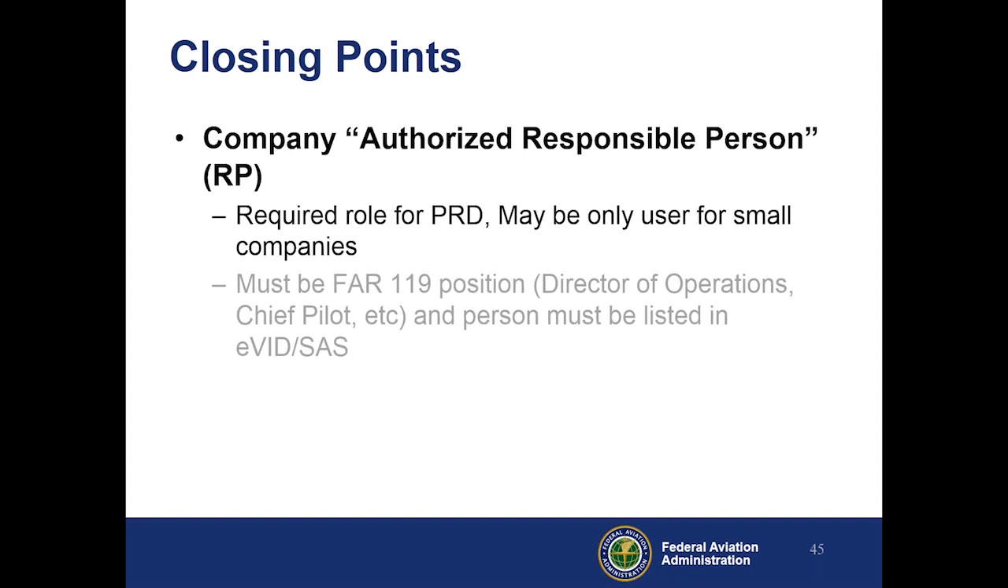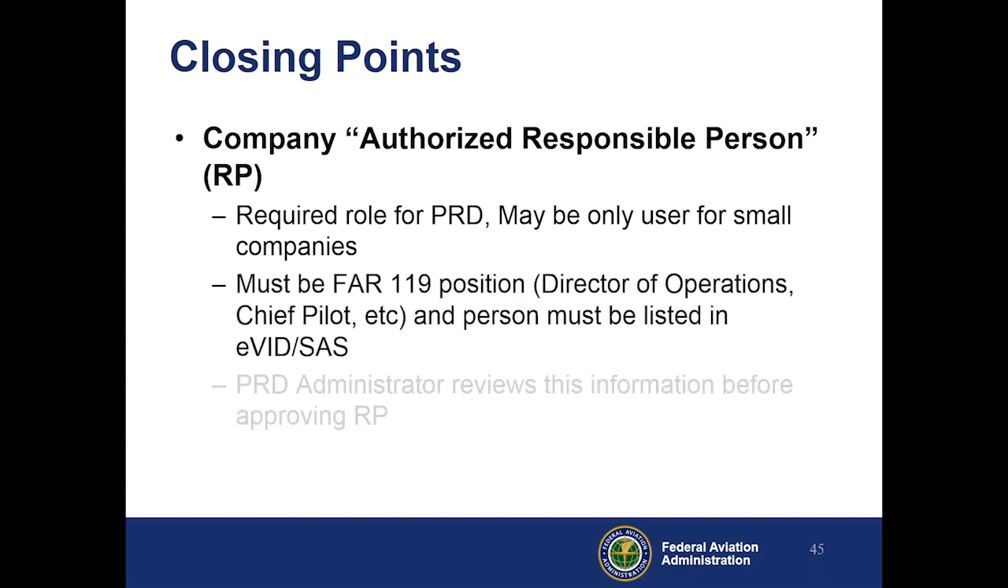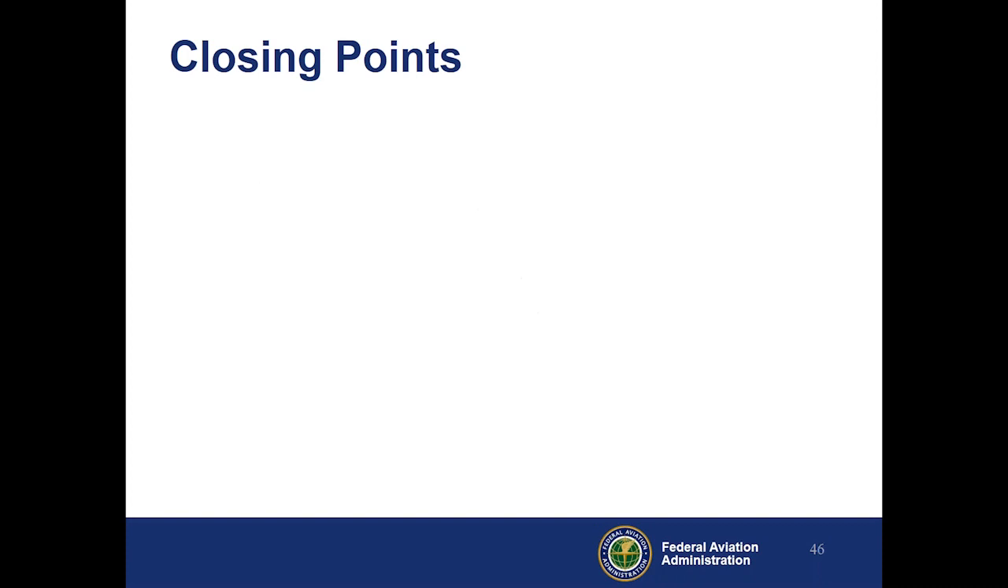Okay, so it could be the only user that you have in your company. If it's a small company, you just have one person, for example, that's fine. It does have to be a Part 119 position. There's a few examples there. Basically, Part 119 specifies required positions for particular certificates, and those are the folks that have to be the responsible person. And the PRD administrator, of course, reviews those folks before approving them. So that's how an RP gets approved. The FAA has to do it.